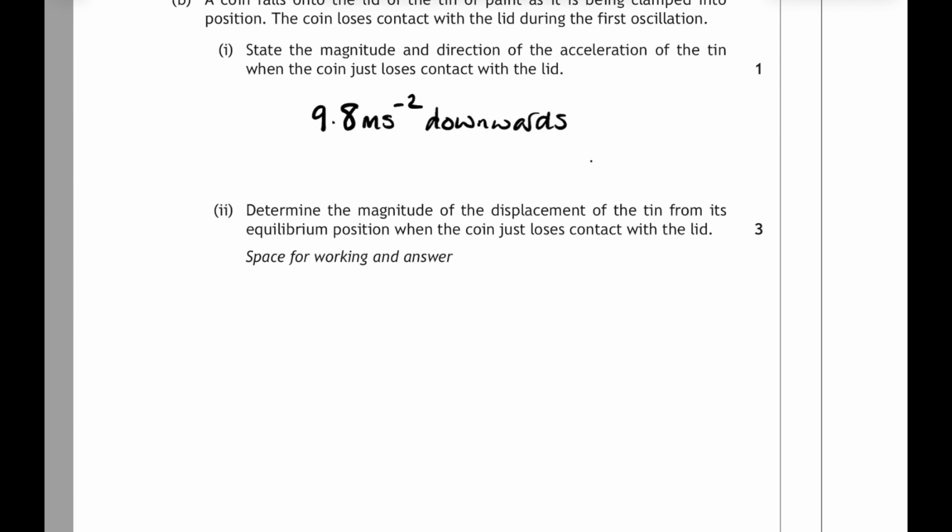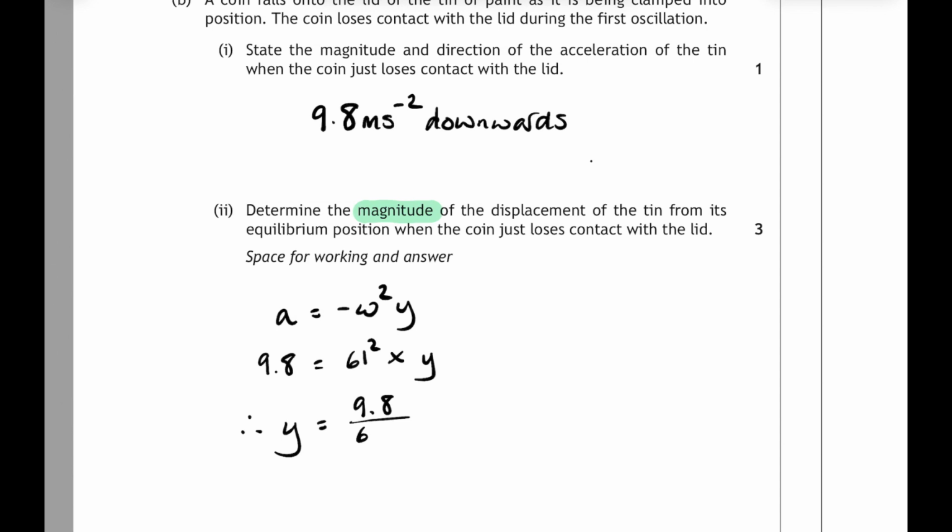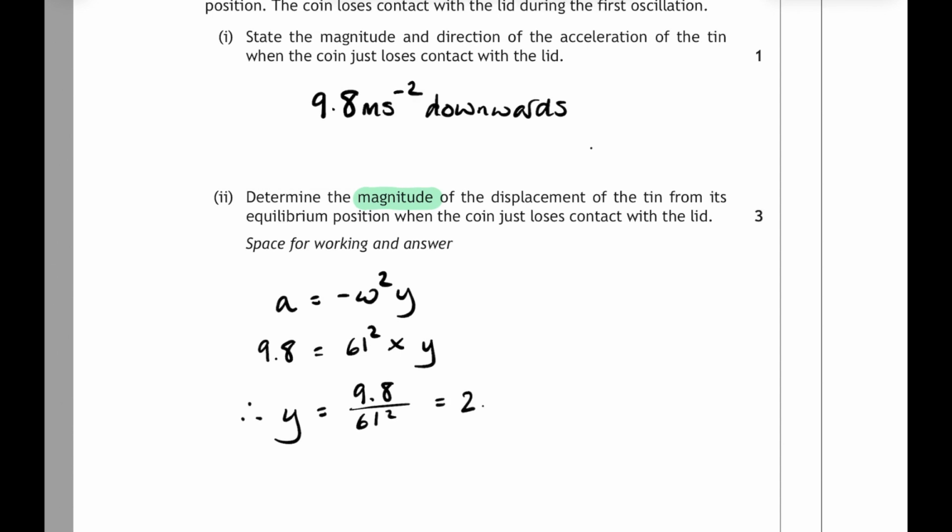Well, the relationship that links acceleration with displacement is this one here, a equals minus omega squared y. So if we sub in for an acceleration of 9.8 meters per second squared, and it's the magnitude of the displacement that we're looking for, so we don't need the minus sign. And omega was 61 from the previous part of the question, and don't forget to square it. Then we're going to rearrange and find y. So y equals 9.8 over 61 squared, and that gives us an answer of 2.6 times 10 to the minus 3 meters. Let's have a look at the marking instructions.